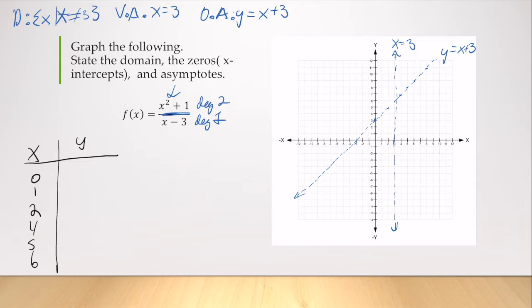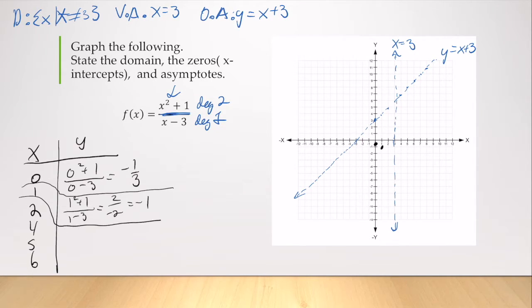So when x is 0, that gives me 0 squared plus 1 over 0 minus 3. That gives me a negative 1/3. So when x is 0, y is negative 1/3. We'll go right there. Now for 1, when x is 1, that gives me 1 squared plus 1 over 1 minus 3. That's 2 over negative 2, which is a negative 1. So when x is 1, y is negative 1.